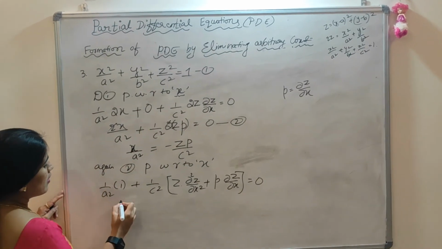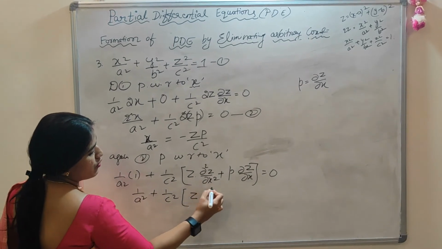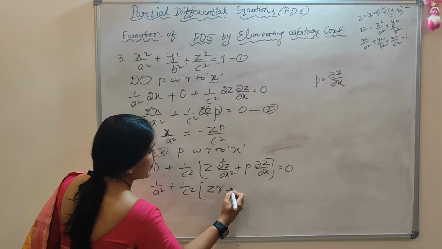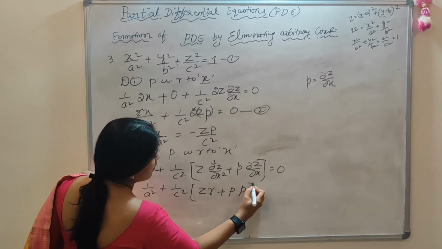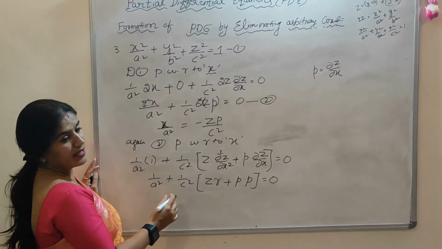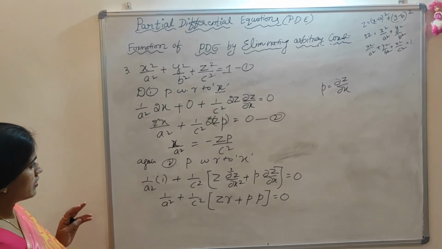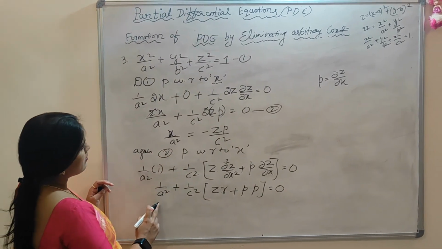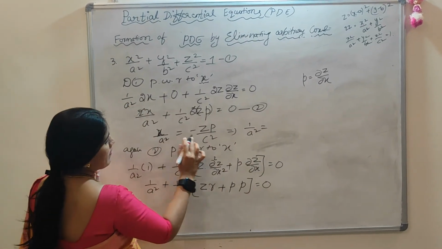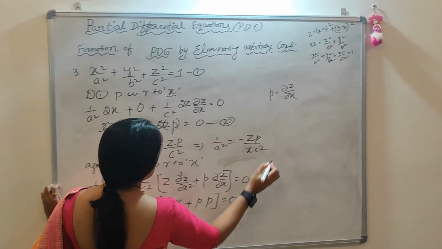Okay, equation 2 becomes 1 by a square plus 1 by c square of z into dou square z by dou x square, which is represented by r, plus p into dou z by dou x, which means one more p, is equal to 0. Actually we have to terminate the arbitrary constants a square and c square, which are not yet terminated. By doing substitution we have to terminate. From the earlier equation I can take 1 by a square is equal to minus zp by x into c square.